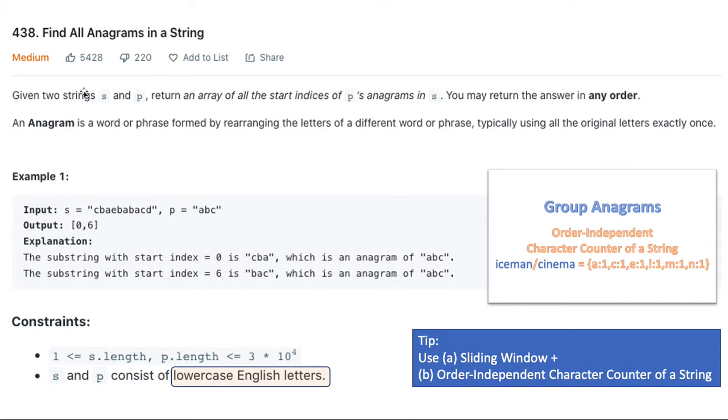Today I would like to talk about find all anagrams in a string. The question gives you two strings, S and P, and asks you to return an array of all the start indexes of P's anagrams in S. So how can we do that?